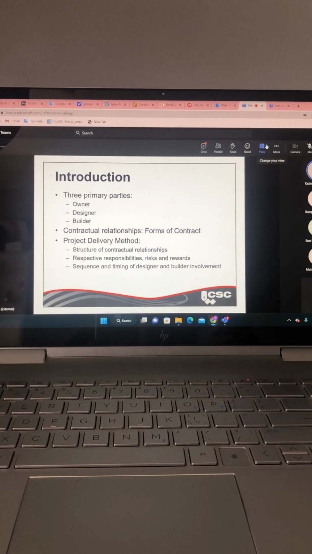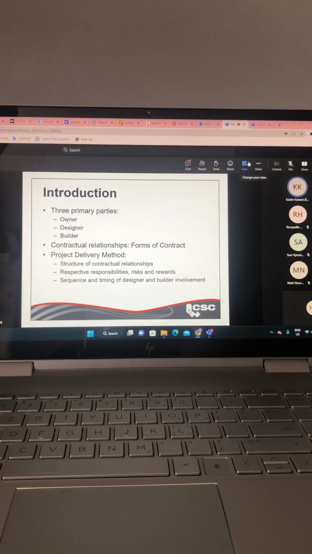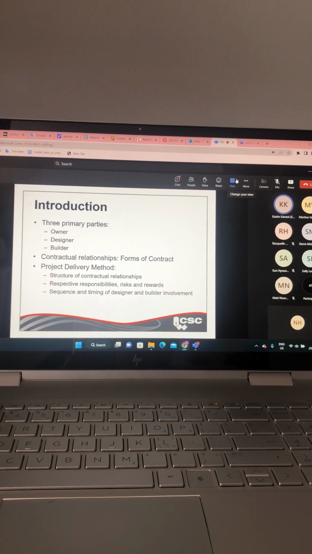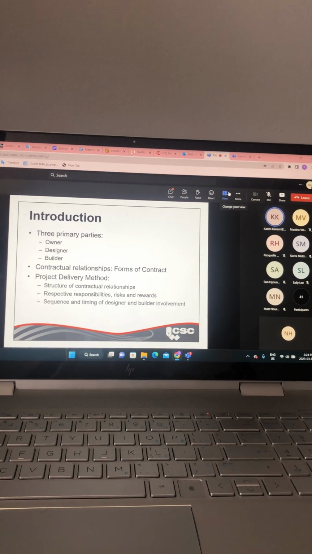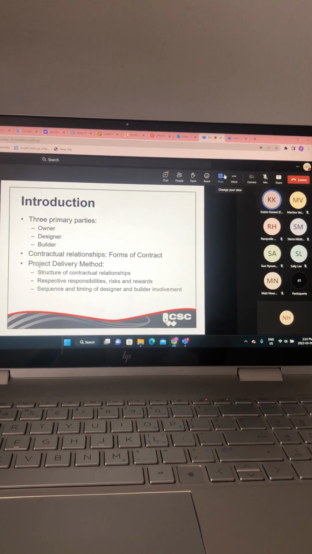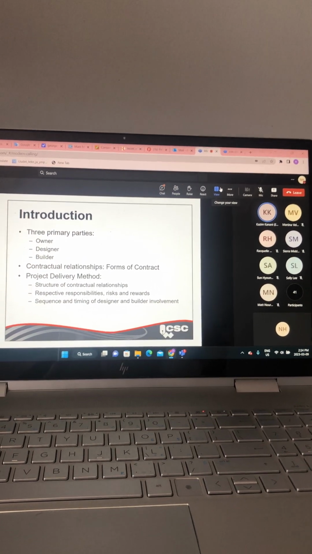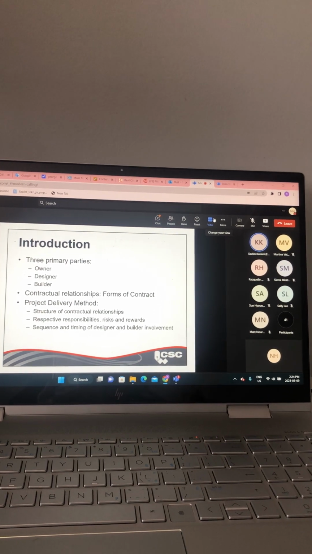The project delivery method is the structure of the contractual relationships amongst the primary parties. It defines the respective responsibilities, the risks, as well as the rewards, and determines the sequence and timing of the consultant and the contractor's involvement in the given project. The owner is ultimately responsible for determining the project delivery method. However, you as a consultant may end up having to provide necessary advice and guidance as to which project delivery method should be selected over another.